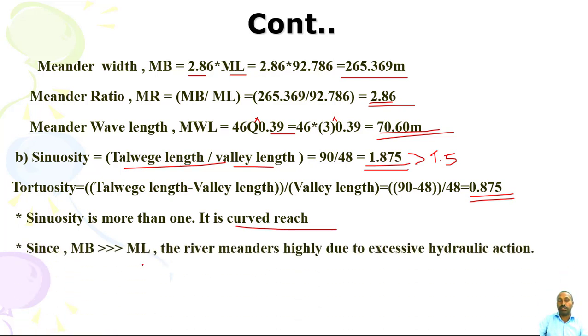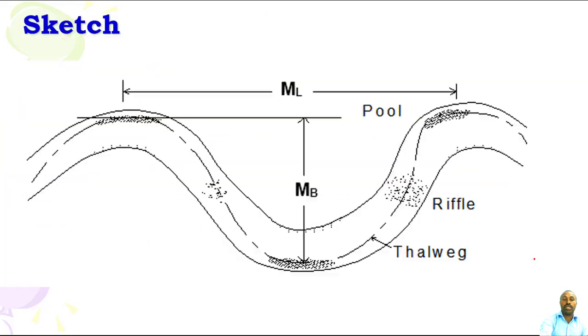Then, since meander width is very large, larger than meander length, the river meanders highly due to excessive hydraulic action in the bends of the river. You have this one. Then this is the sketch of the river. You have meander length up to here, up to here, and meander width is this one.